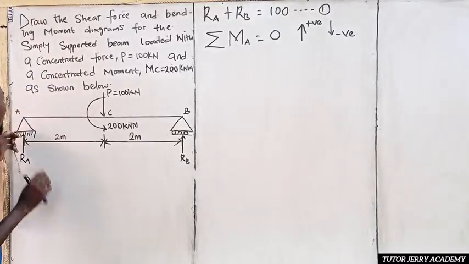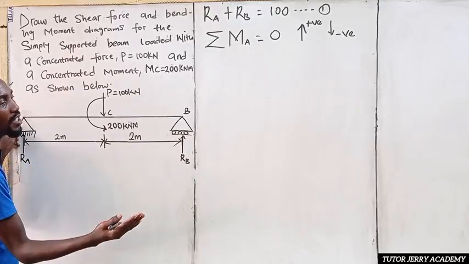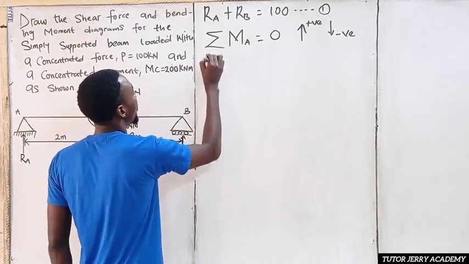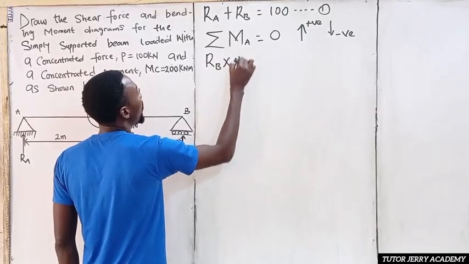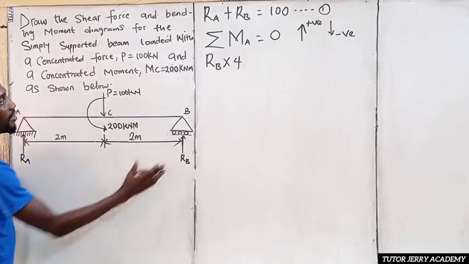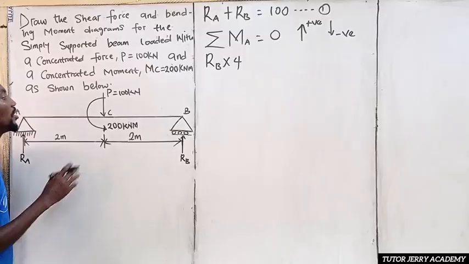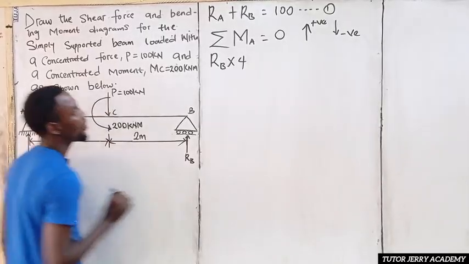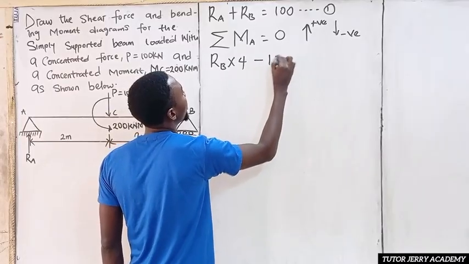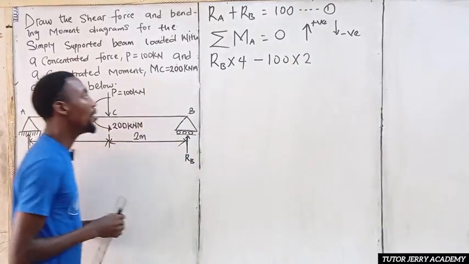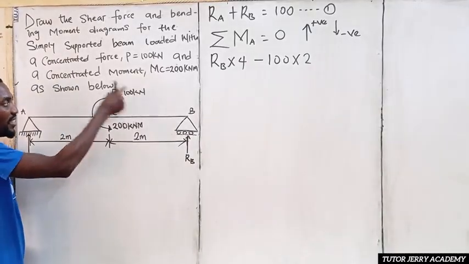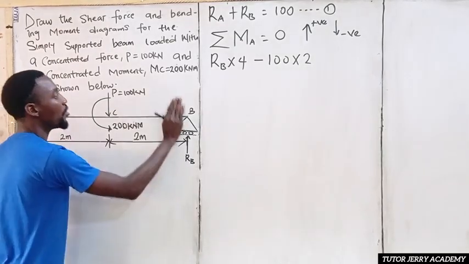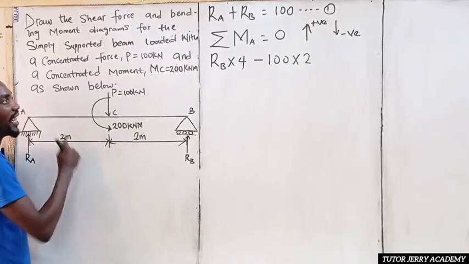So now, if we take our moment about this point, we know that moment is force times perpendicular distance. So this is our force here times the total distance. So it's going to be R subscript B multiplied by 4. All right. And the reason why it is positive is because we have already given direction that upward force will be positive. Here we are going to have a downward force, which is 100. So it's going to be 100 multiplied by 2. So minus 100 multiplied by 2, because it is a downward force. But don't forget, we have a moment here moving in this direction, and it is moving in the anti-clockwise direction. And don't forget, we said our upward force is going to produce an anti-clockwise direction, which is positive.